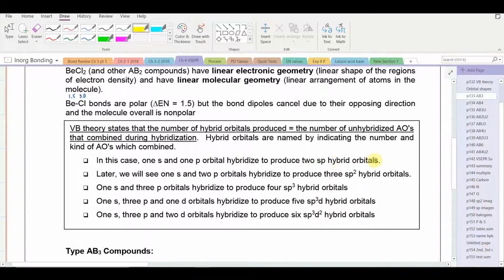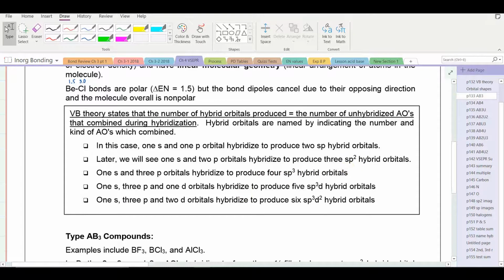Later, we'll see that if we mix together one s orbital and 2 p orbitals, they'll be hybridized to produce 3 sp2 hybrid orbitals. If we mix together one s and 3 p orbitals, they'd be hybridized to produce 4 sp3 hybrid orbitals. And if one s orbital, 3 p orbitals and 1 d orbital are hybridized, they would produce a total of 5 sp3d hybrid orbitals. And in the final case, if one s orbital, 3 p orbitals and 2 d orbitals are hybridized together, they would produce 6 sp3d2 hybrid orbitals.